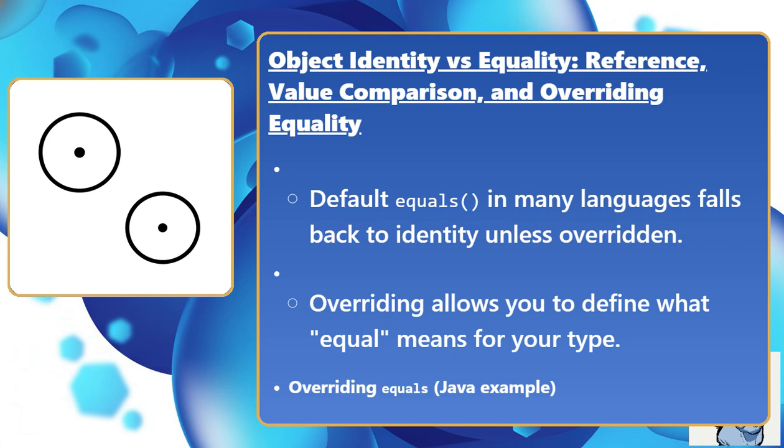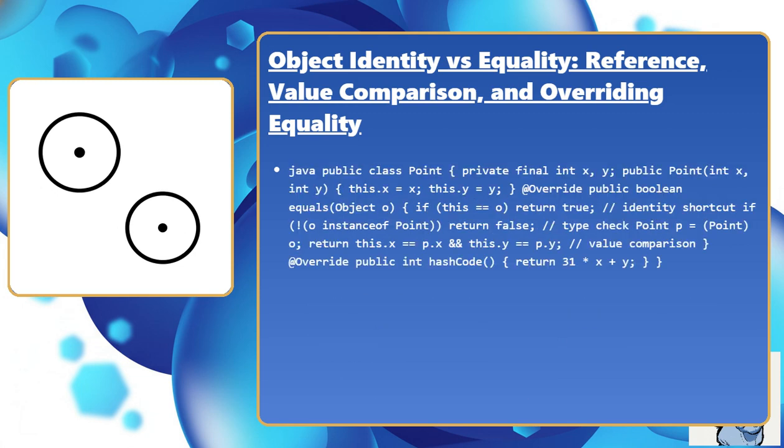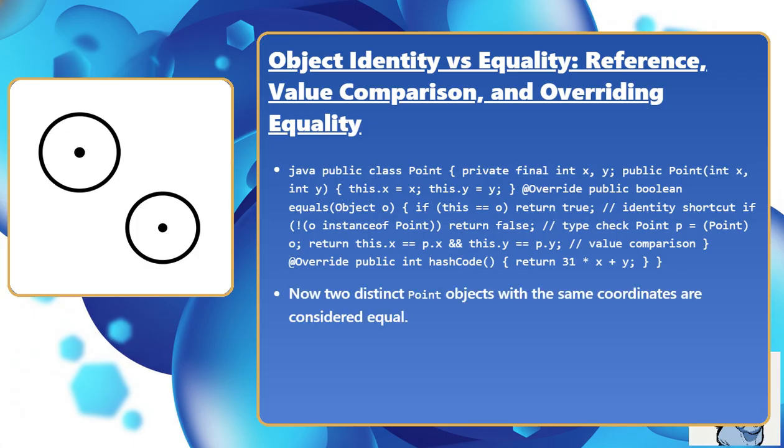Overriding equals, Java example. public class Point { private final int x and y; the public constructor takes x and y and assigns them to this.x and this.y. Override the equals method taking an Object o. If this == o, then return true. Identity shortcut. If o is not an instance of Point, then return false. Type check. Cast o to Point p. Return this.x == p.x and this.y == p.y. Value comparison. Override the hashCode method, returning 31 times x plus y. Now two distinct Point objects with the same coordinates are considered equal.